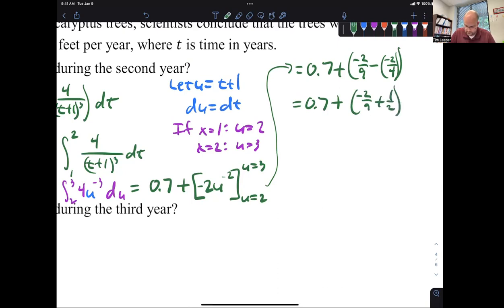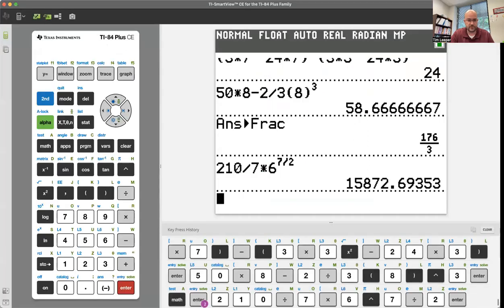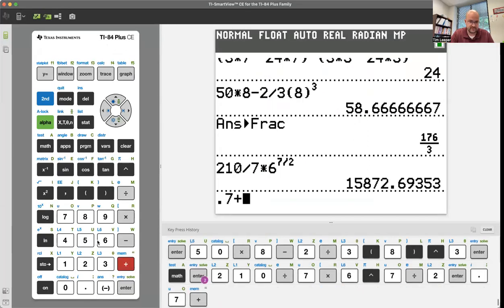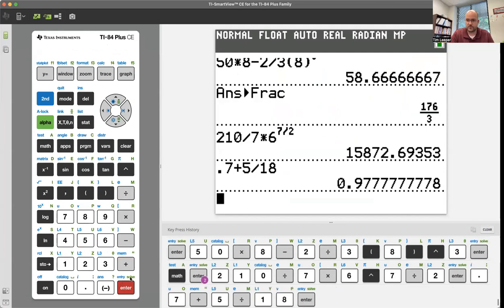So 0.7 plus negative 2 over 9 plus a half. What would that be? Negative 4 plus 9 is 5, so 5 over 18. I'm not going to do this in my head anymore. Let's go to the calculator. 0.7 plus 5 over 18 will give me 0.97 repeating, basically. So 0.978. And the units here are in feet. So 0.978 feet.